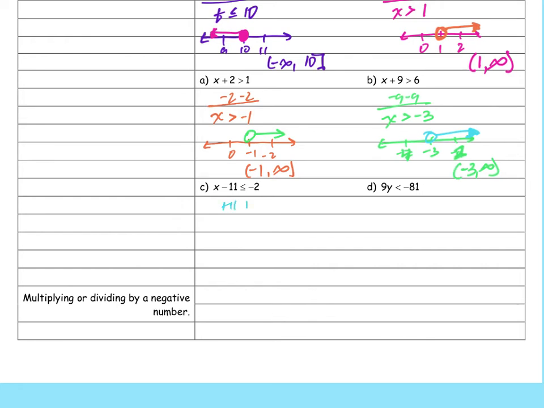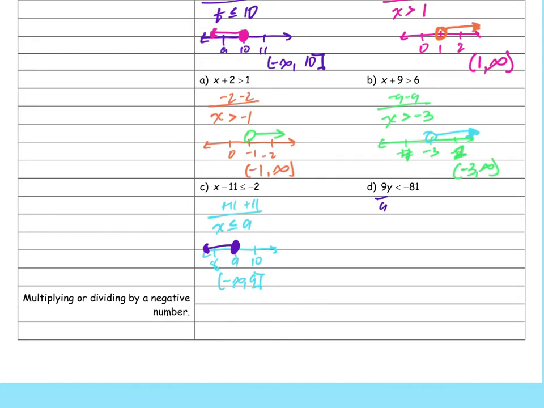Add 11, it's too early in the morning. x is less than or equal to 9. So 9, 10, 8. Solid dot on 9, and it's less than 9. So we've got from negative infinity to 9 included.